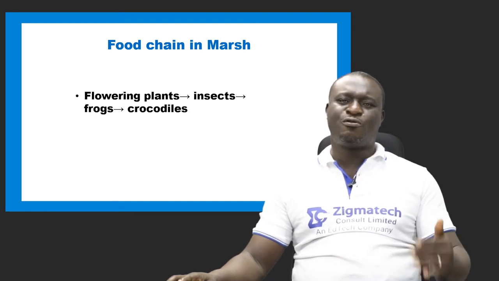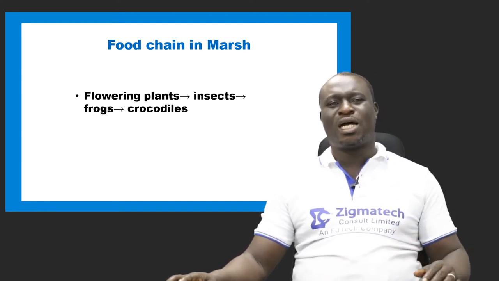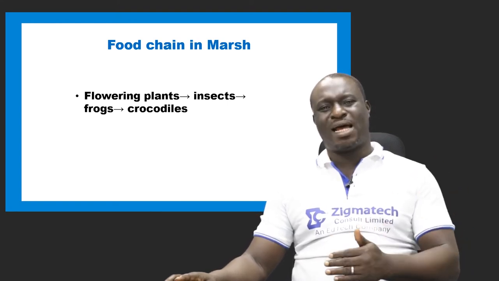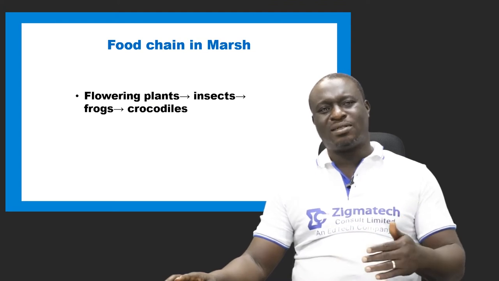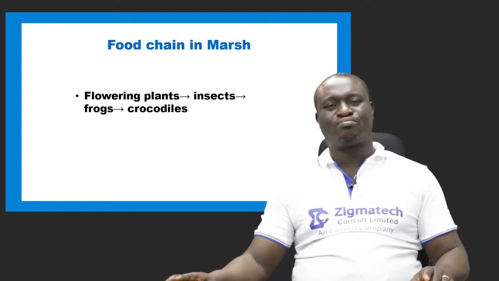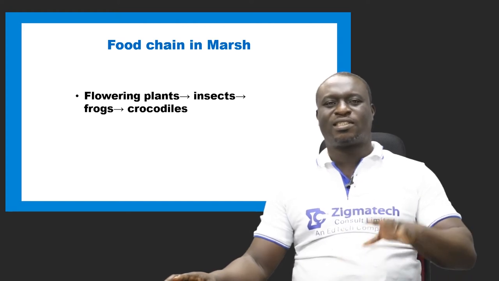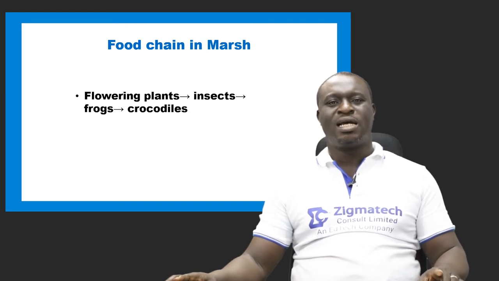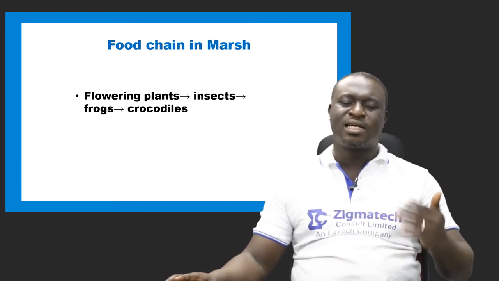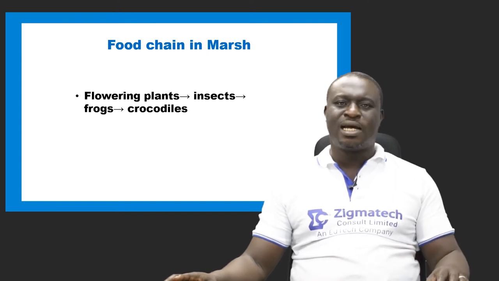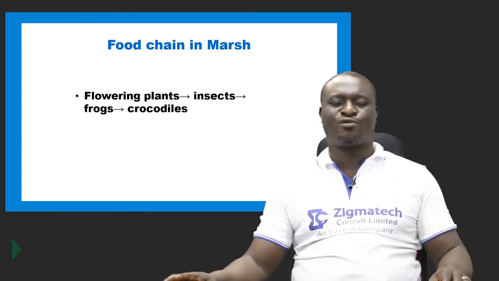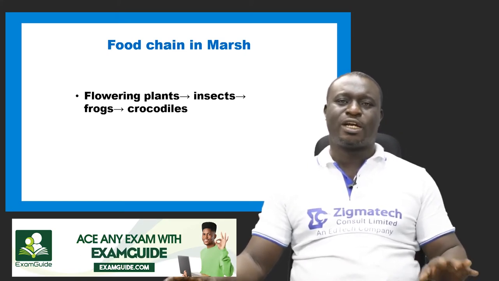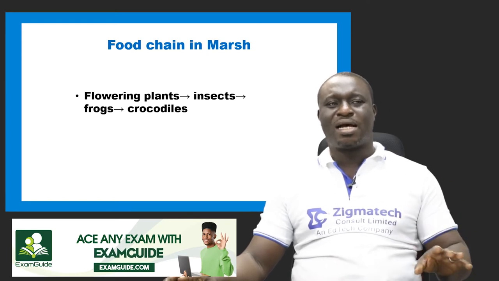Now, the food chain that can be observed in a marsh habitat includes flowering plants, okay? Flowering plants serving as producers, and insects feeding from those flowering plants serving as primary consumers, frogs feeding on the insects serving as secondary consumers, and then crocodiles feeding on those frogs serving as tertiary consumers. So that is a food chain you can observe in a marsh habitat.